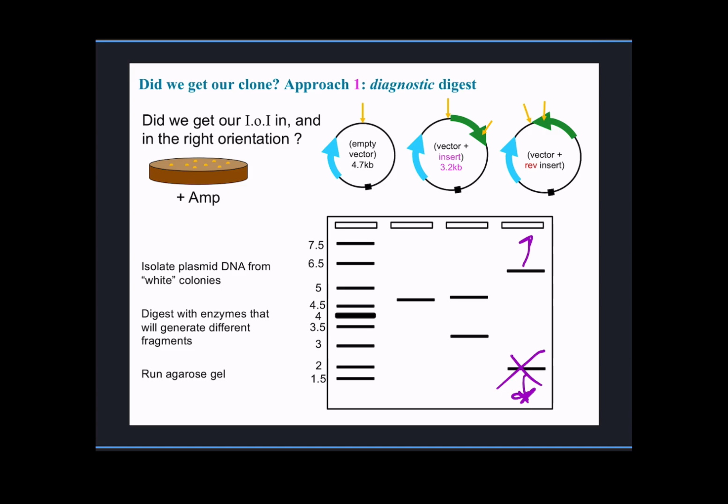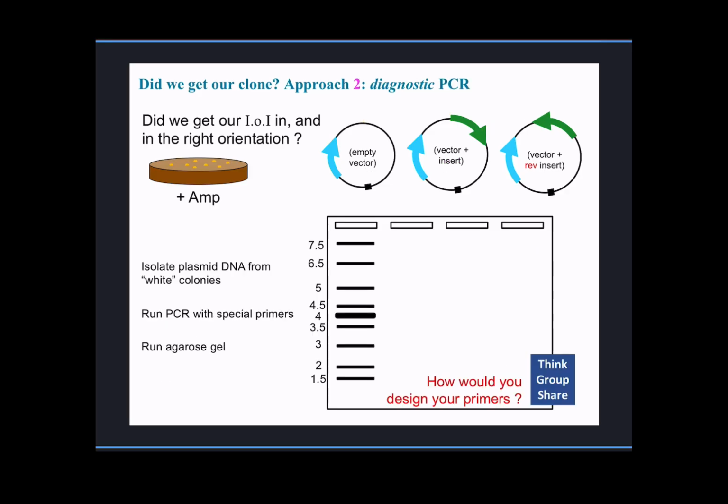There's another approach. The diagnostic digest is one approach. Another approach is by PCR. Right? So once again, I'm going to ask you to think a little bit about how we could do this. The scenario now is the same. We have all of those colonies on a plate. We know that some of those colonies may have picked up empty vector. Some of them may have picked up the insert in the right orientation. Some of them, the insert in the wrong orientation. What we'll do is we'll isolate the plasmid DNA from the colonies, never mind the white, and then run PCRs with very special primers, and then run the gel.